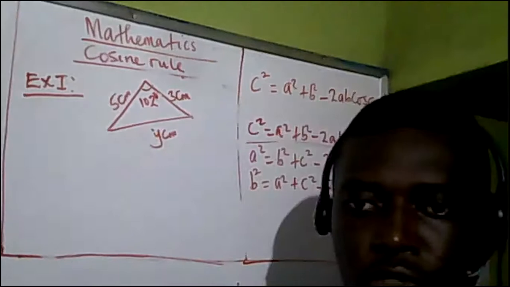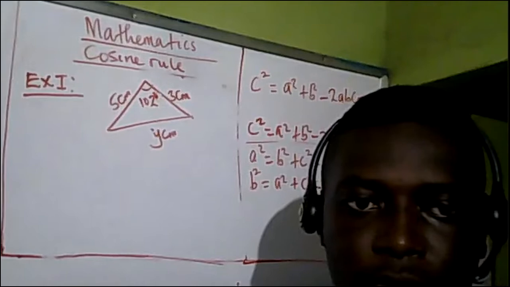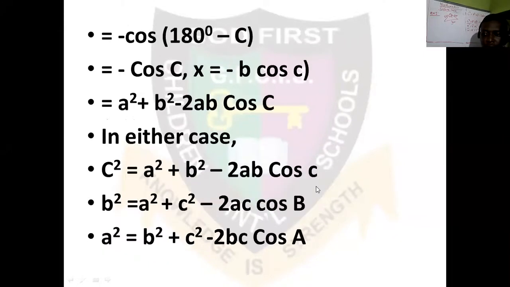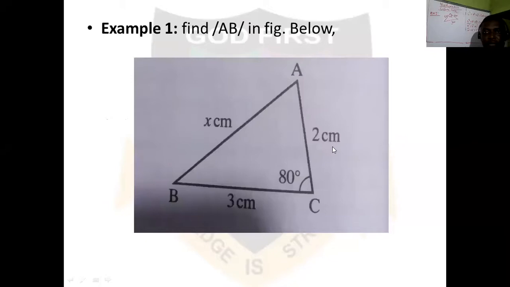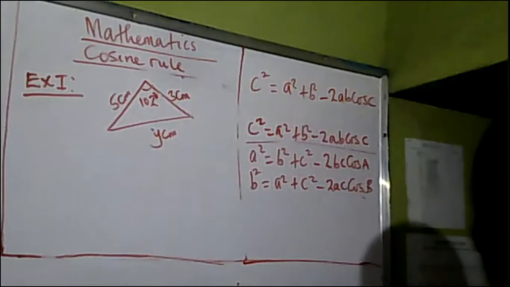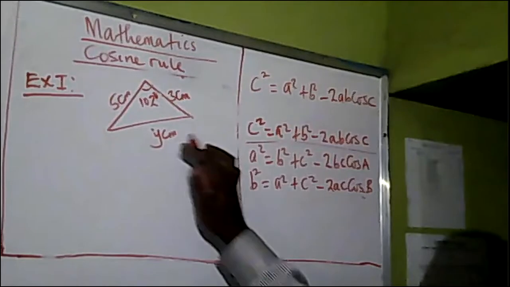All right, so let's go back to the slide to see our first example. We've done all this, we've proved this. Okay, example 1. Find AB, line AB. We're looking for line AB in the figure below. Right, this is what we are going to look for right now. We are looking for y centimeter.